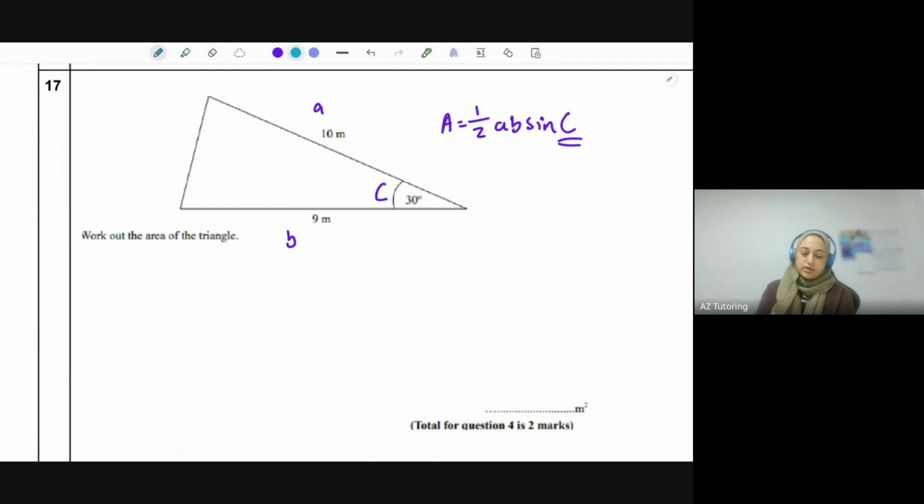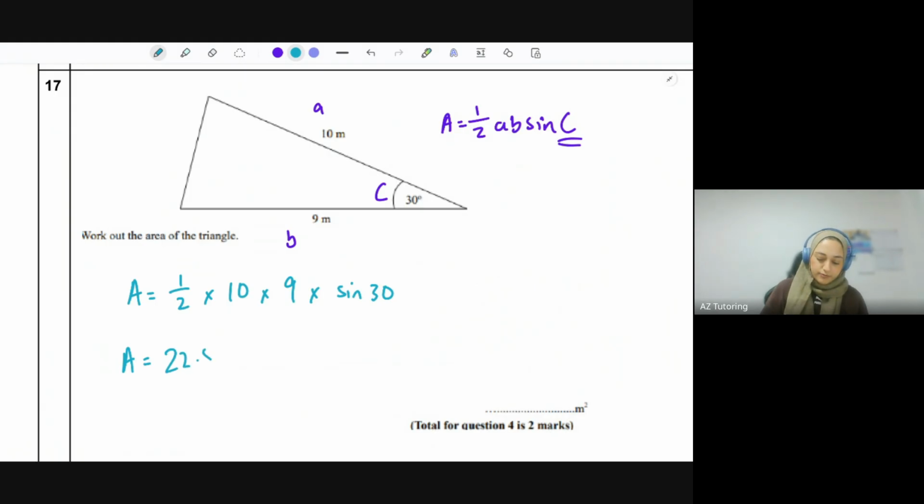Now we just need to substitute everything in. So area equals half times A, which is 10, times B, which is 9, times sine C, which is sine 30. So area to 1 decimal place, you get, I'll put that in the calculator, 0.5 times 10 times 9 times sine 30. We get 22.5.